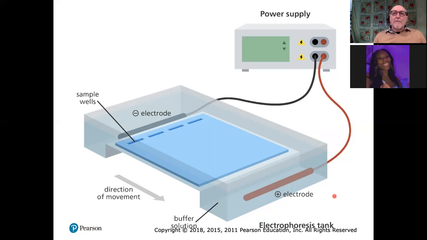We will then take those samples of DNA and put them into wells cut into a gel. Now this gel is just like jello. It's like very stiff jello. The gel actually acts like a filter. The gel consists of molecules which are all tangled up together with one another, but it's not solid. They have pores in them.